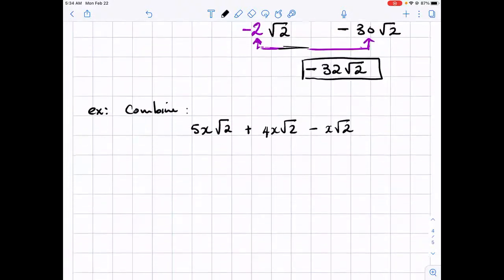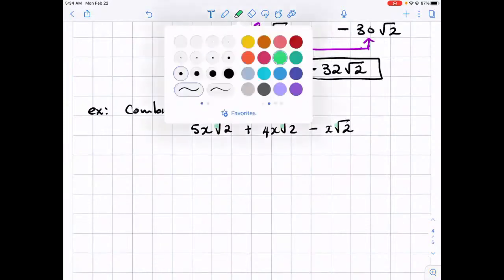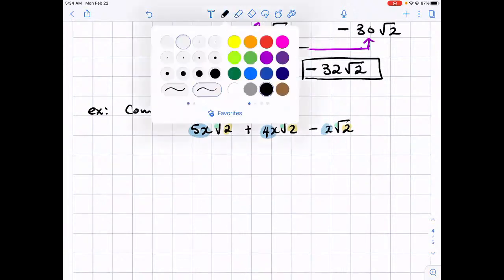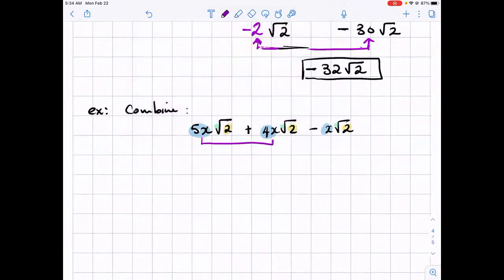The key point is to make sure that the index is the same for all of the radicals. So the index here is square root, so meaning it's a 2. And the radicands in these examples are all the same. So we can just combine our coefficient slash variable here. So if we look at the first two, 5x plus 4x becomes 9x. So here we have 9x square root of 2.